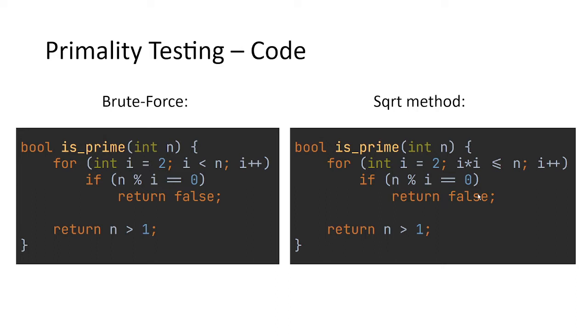Suppose we have a big number in the range of 10 raised to 9. If you want to check if it is prime, you will get TLE, because you can only do about 10 raised to 9 steps. But if you use the square root method, it will get done in 10 raised to 4 or 10 raised to 5 time complexity.